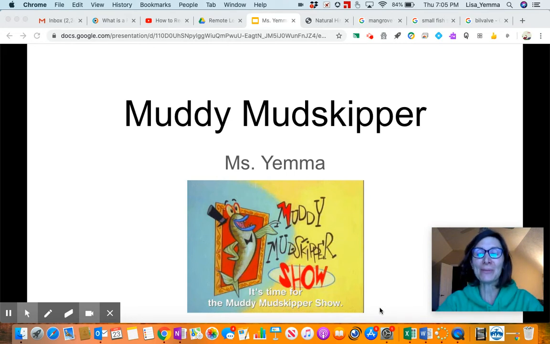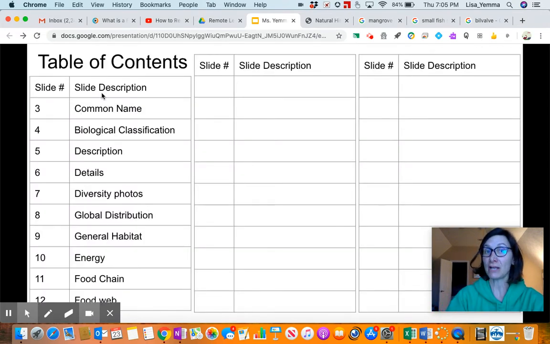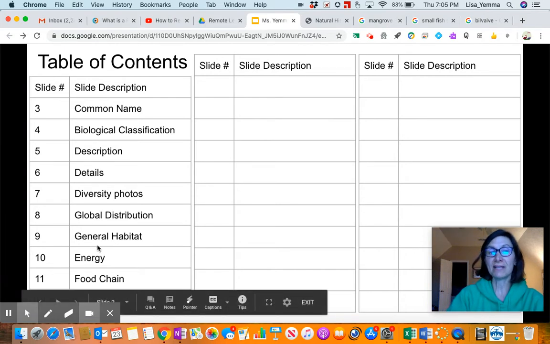I'm excited about it because I love food chains and food webs. And the video that you watched yesterday about food chains and webs will really help you be successful in the piece that you're going to add today. My focus organism, Muddy Mud Skipper, will be different than yours, but you will add to your table of contents slide. You'll see that you already have up to slide 9 with the following information.